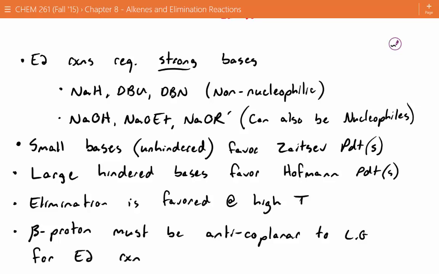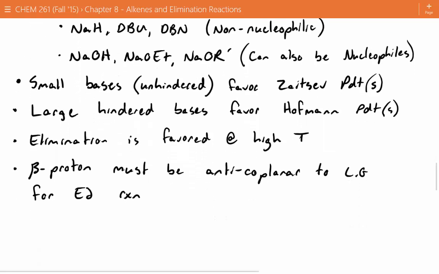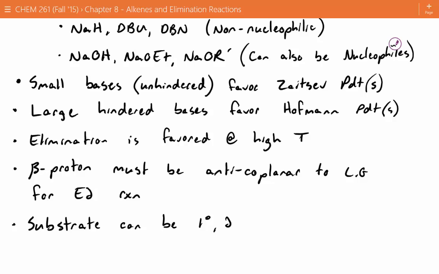Does the beta proton orientation matter for an E1 reaction? No, because we're going through something that's planar. But with an E2, we have to make sure that that beta proton's anticoplanar. And in this case, the substrate can be primary, secondary, or tertiary for an E2 reaction. Why can't we do E2 off of a methyl carbon?